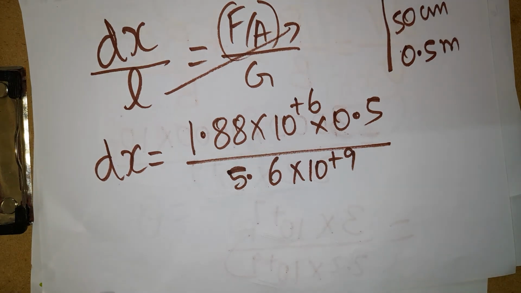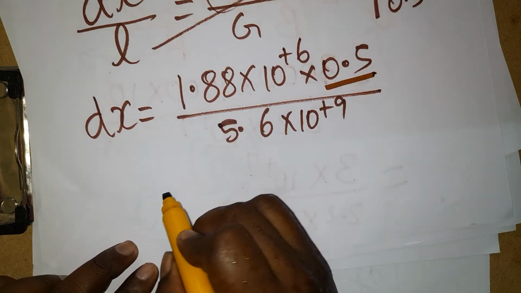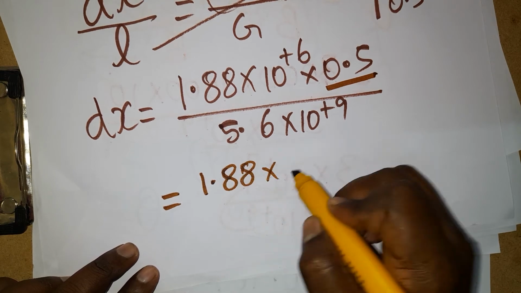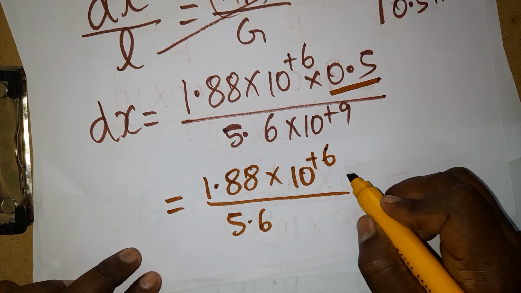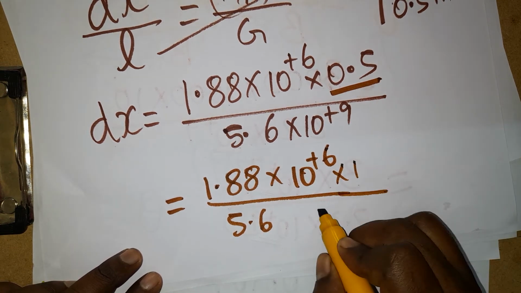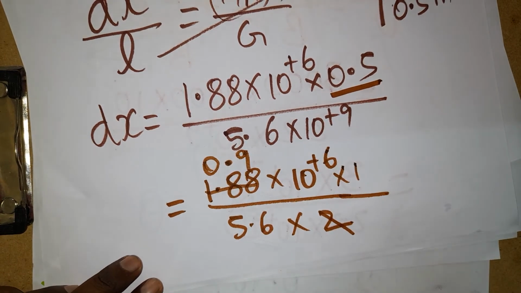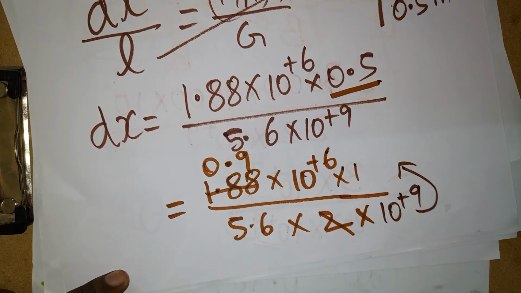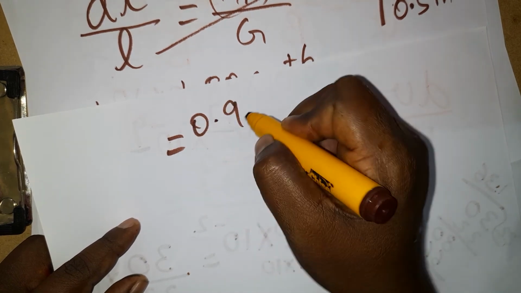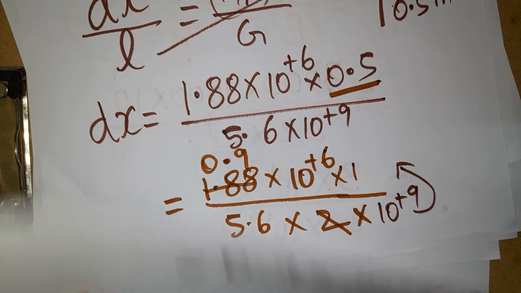Now we'll see how to do the calculation for this. Instead of writing 0.5, you can write it as 1 by 2. 1.88 into 10 power plus 6 divided by 5.6, with 1 by 2. If you cancel this, it will become approximately 0.9. The denominator already has 10 power plus 9, that you can bring to the numerator, it becomes minus 9. Now we'll see what's going to happen. 0.9 into 10 power plus 6 into 10 power minus 9 divided by 5.6.